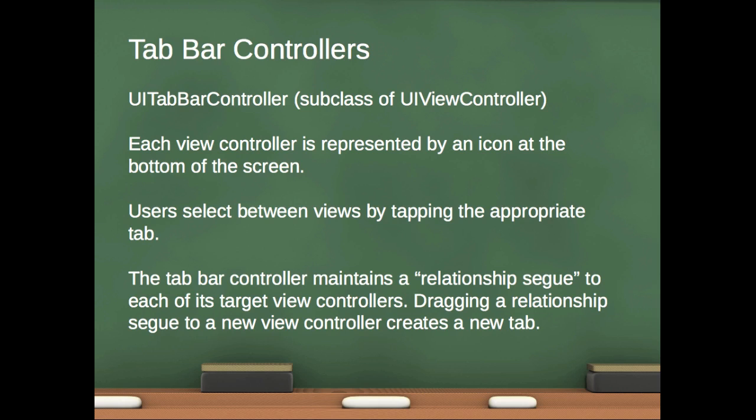So a tab bar controller maintains a relationship with each of its view controllers, and this is housed in a relationship segue. Dragging a relationship segue to a new view controller from a tab bar controller in Interface Builder creates a new tab. And so all we really have to do in order to add view controllers to our tab bar controller is drag a relationship segue. In other words, control-click and drag to a new view controller and then select relationship as the segue type, and that will create a new tab on the tab bar controller. It's extremely simple to do.